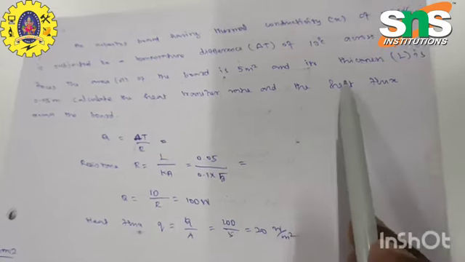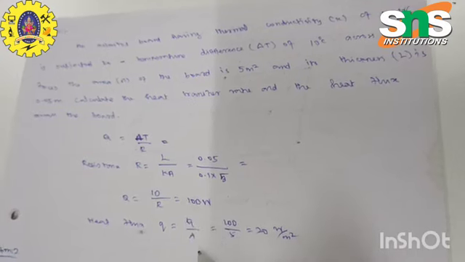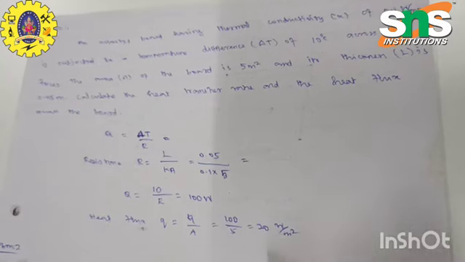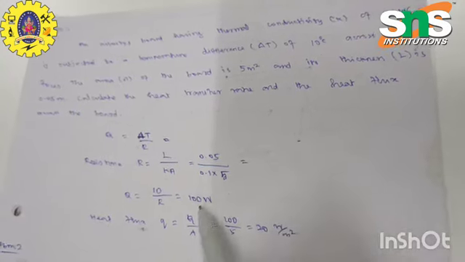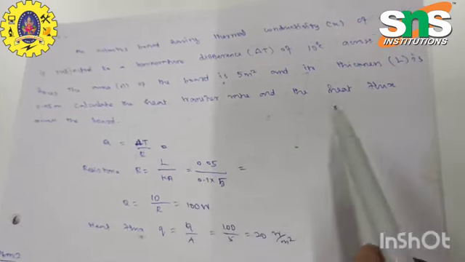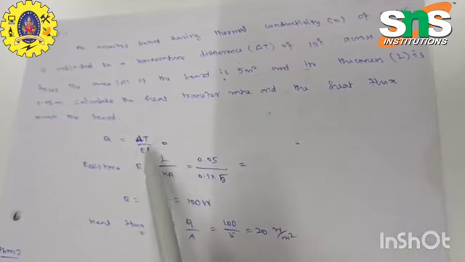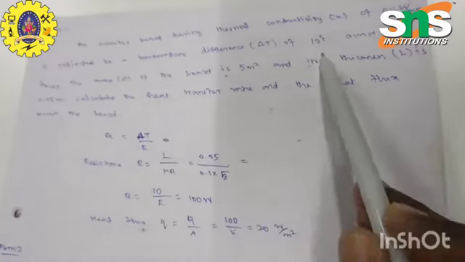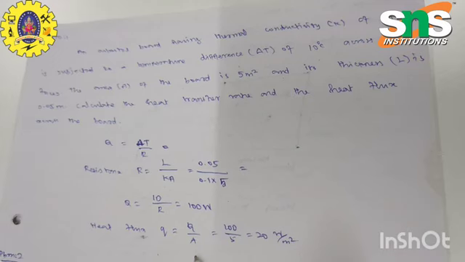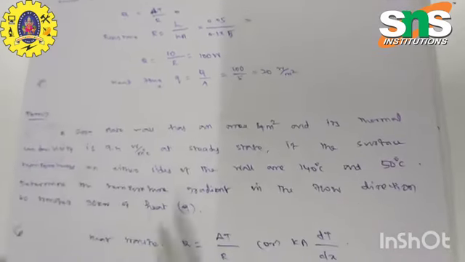The heat flux is the heat transfer per unit area, so this is called heat flux. We get a value of 20 watt per meter squared. So this is problem 1, and once again I will consolidate: we need to find the heat transfer rate, and the formula is Q is equal to del T by R, where del T is the temperature difference and R is the resistance. The final heat flux is Q by A, which is 100 by 5, equal to 20 watt per meter squared.